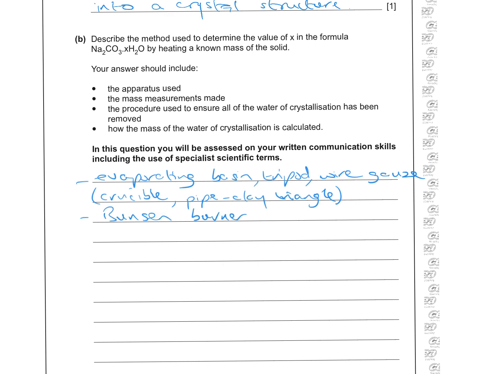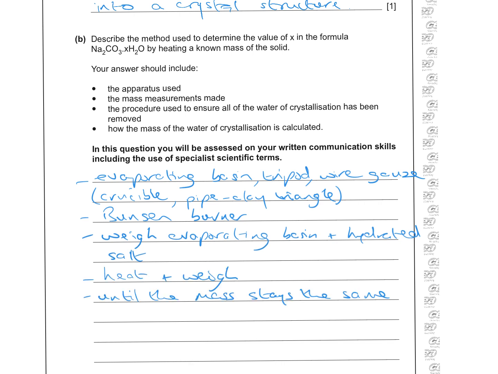Then the sample is going to be weighed. So you weigh the evaporating basin or the crucible with the hydrated salt. You would then heat this, re-weigh it, and you would do that until the mass stays the same. In other words, you heat to constant mass. This final mass can then be subtracted from the initial mass, and that will determine the mass of water of crystallisation.